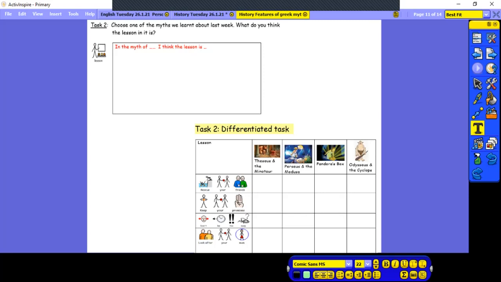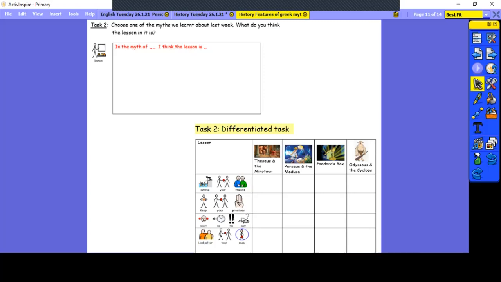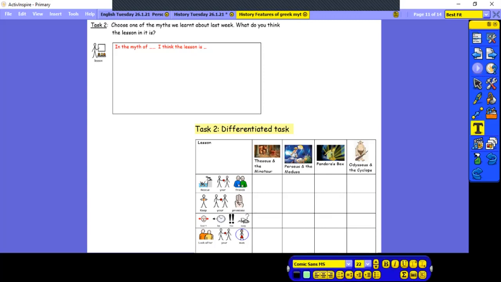So some people have got a slightly different task this afternoon. They've got the 4 stories that we've learned about so far in a table, and they've got some possible lessons that you might want to use down here. And what I want you to do is select the right lesson for the right myth. So if you think that look after your mum is the message or the lesson of Theseus and the Minotaur, then you put a Y in that box there. So hopefully that all makes sense.